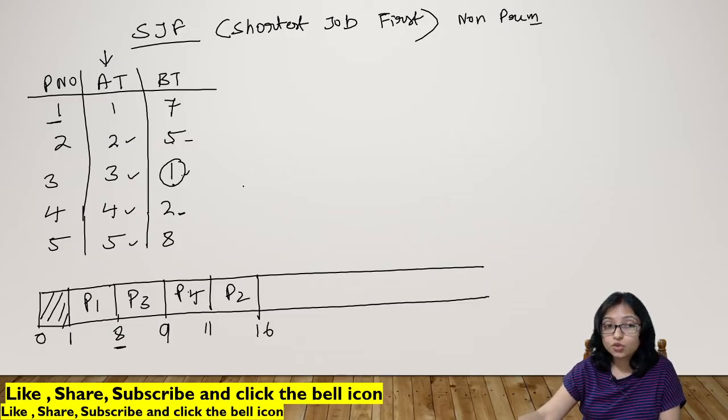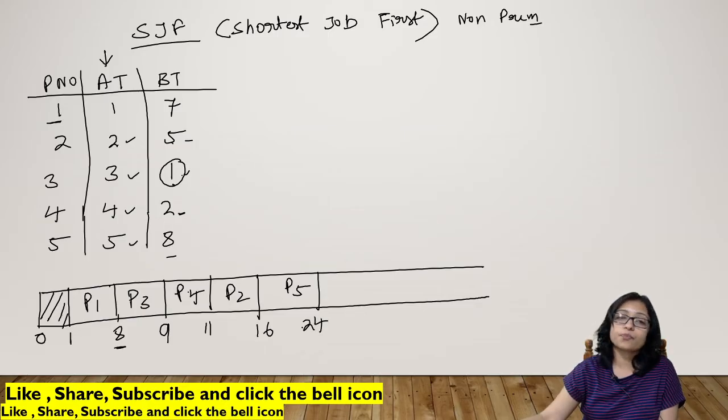And after P2, who is there? P5, the last one. P5 has burst time 8, so it will go till 24. I hope this is clear to you.